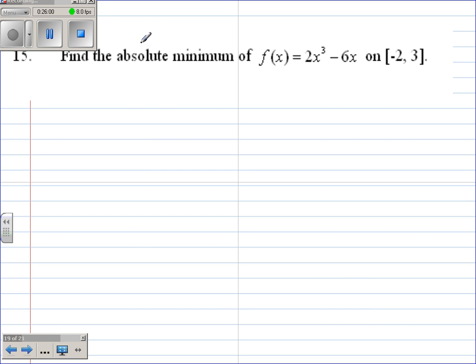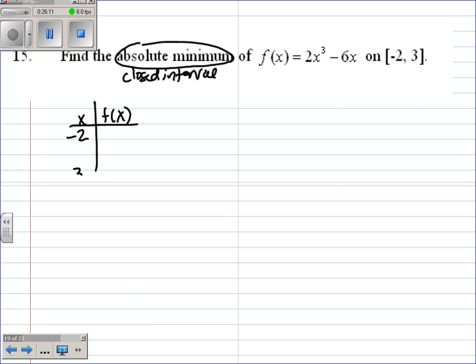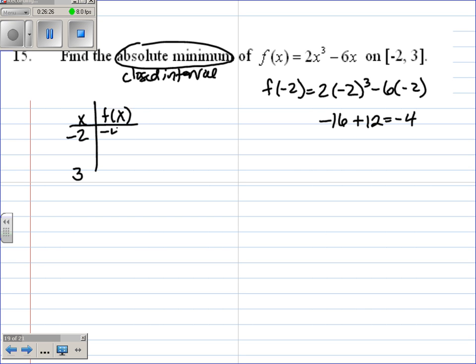And then number 15, absolute minimum, closed interval. So this is whenever you have to make a chart, x, f of x. So negative 2 and 3, you evaluate each of those. So f of negative 2 is 2 times negative 2 cubed minus 6 times negative 2. So negative 8 times 2 is negative 16 plus 12, so that's negative 4. I plug in 3, 2 times 3 cubed minus 6 times 3. So we have 2 times 27 minus 18. So that would be 54 minus 18, which gives us 36.